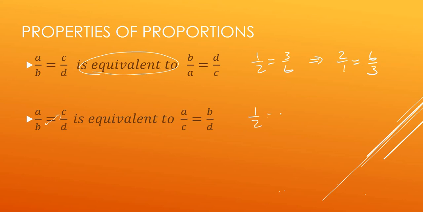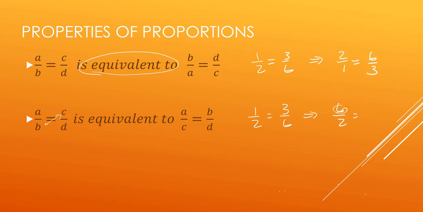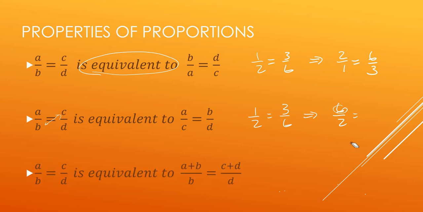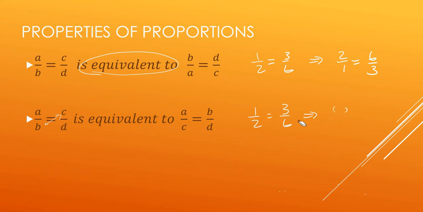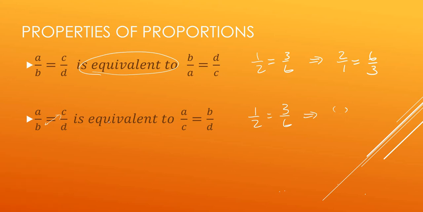So again, an example, if 1 over 2 equals 3 over 6, we can also say that 6 over 2 equals, nope, got to switch it the other way. Sorry, my eraser's not working very well. Okay, let's back it up just a little bit. So switching around the middle two values, 1 over 3 is proportionate to 2 over 6.